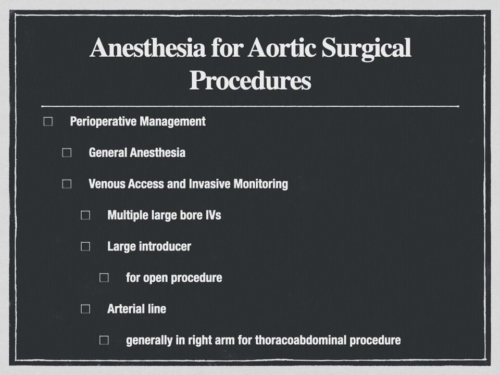Arterial line access, you'll see that in both the open and endovascular cases. It's generally in the right arm for thoracoabdominal procedures, because if they have to clamp very high, coming between the aortic root and descending aorta, you have the potential of obstruction of blood flow to the left subclavian. So for maintaining adequate and accurate blood pressures, you would need it in the right arm.